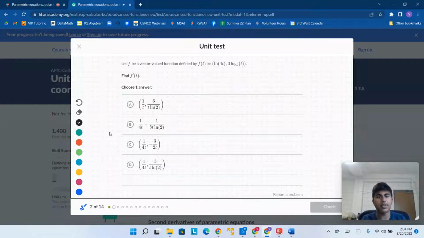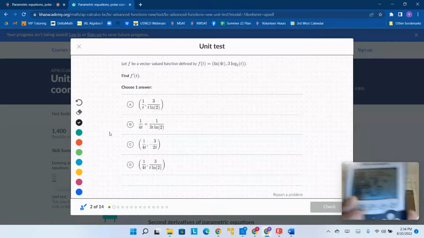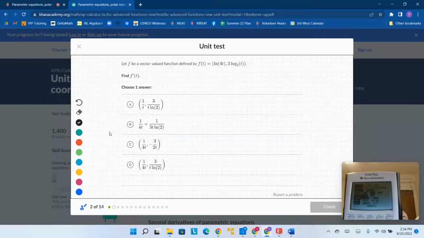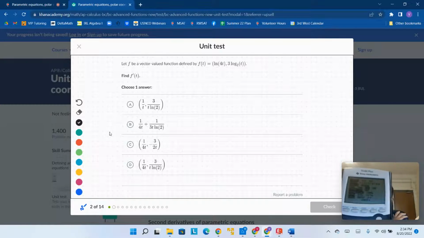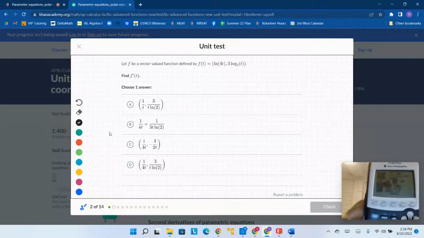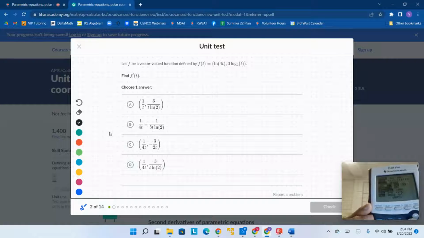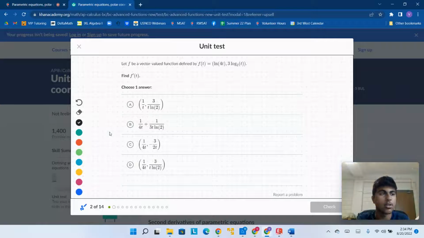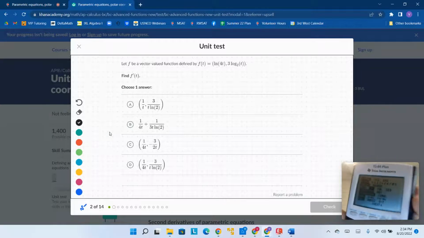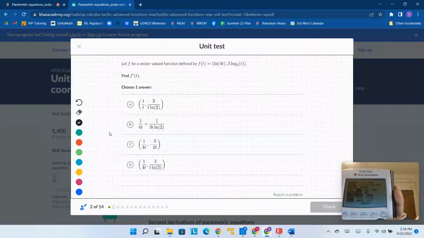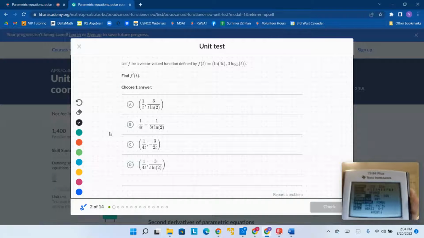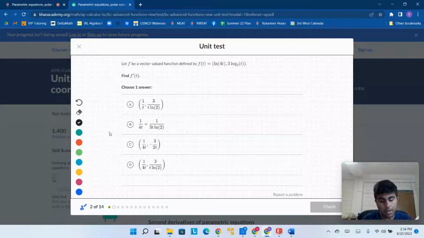Let f be a vector-valued function defined by f of t equals ln 4t, 3 log base 2 of t. Okay, so I'm going to go to mode, and I'm going to think about this for a second. I'm going to realize that I've been given a vector valued function, meaning that I need parametric coordinates. Polar coordinates are the ones right here. We were in polar. Now we're dealing with parametric functions. That's the one right there, PAR, parametric.